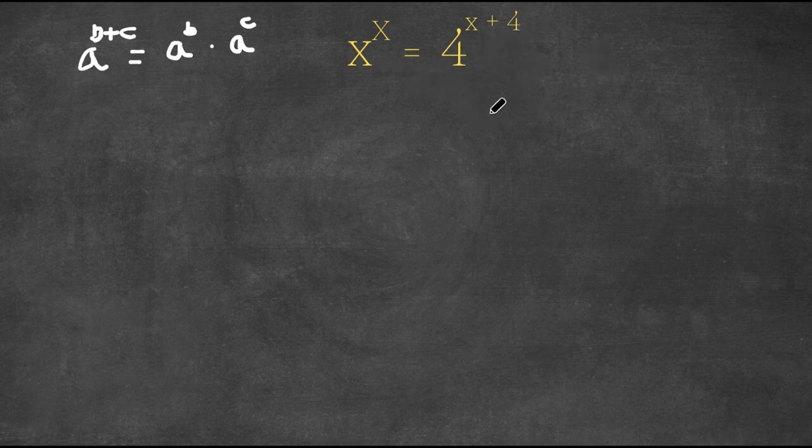So this means that 4 to the power of x plus 4 is equal to 4 to the power of x times 4 to the power of 4, because x is b in this case and 4 is c in this case. And this is still equal to x to the power of x.